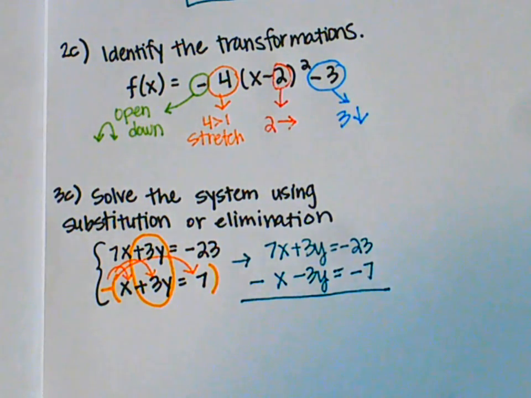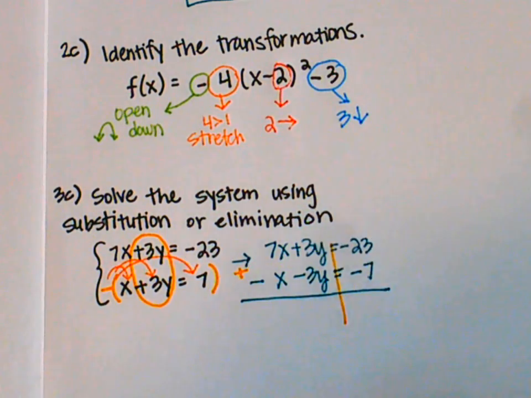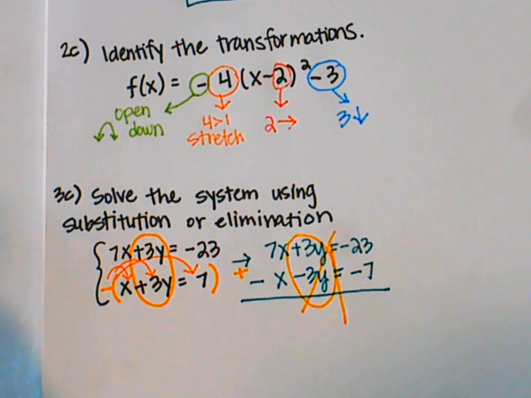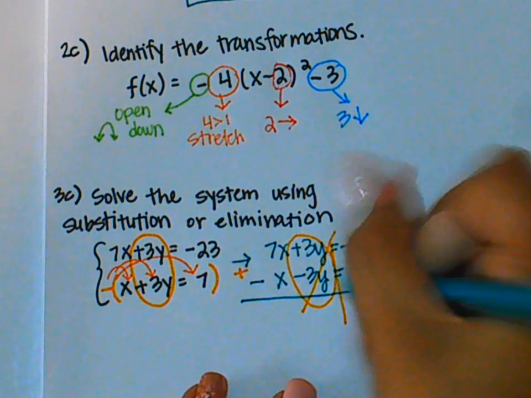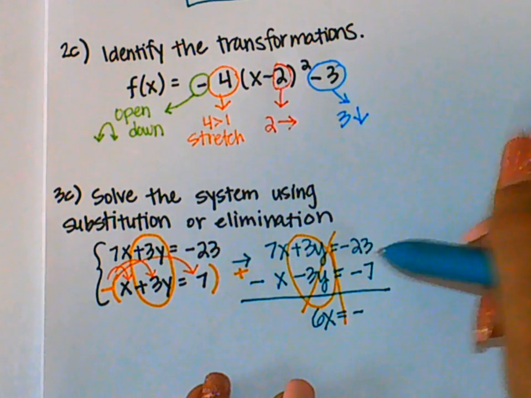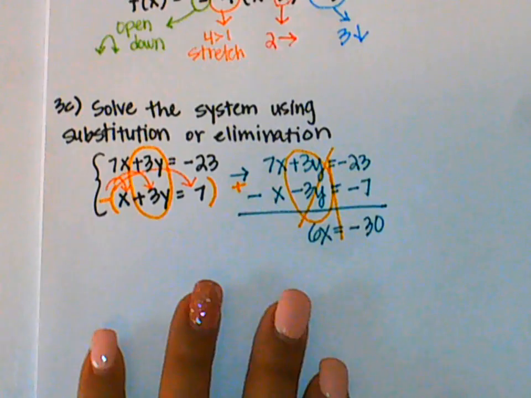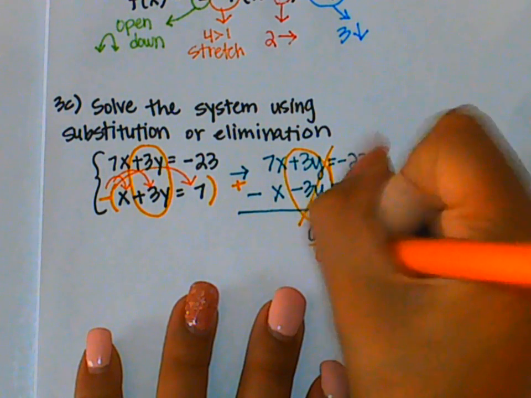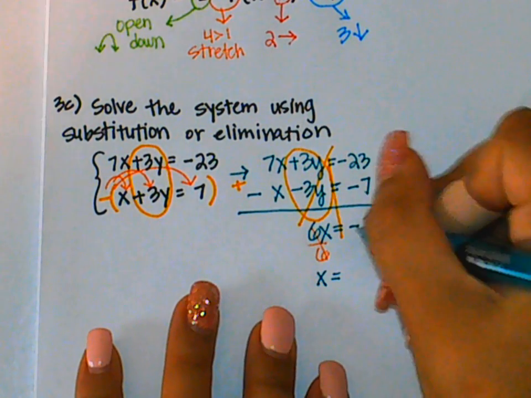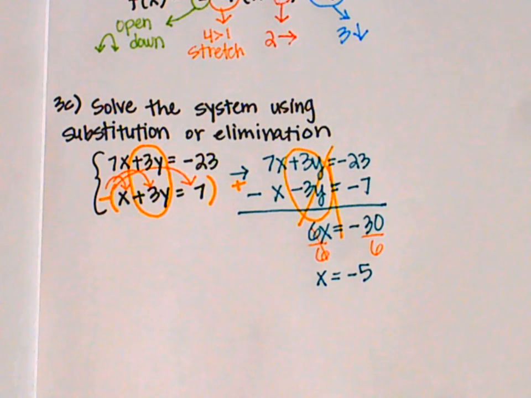Once I have the opposites, I can add straight down. I know that these two, when I add, will cancel each other out, and I would be left with 7 minus x would give me 6x is equal to negative 23 and 7 gives me negative 30. I can now solve for my x, which is x is equal to negative 30 divided by 6, which is negative 5. But I'm not done yet. That is just my x value.